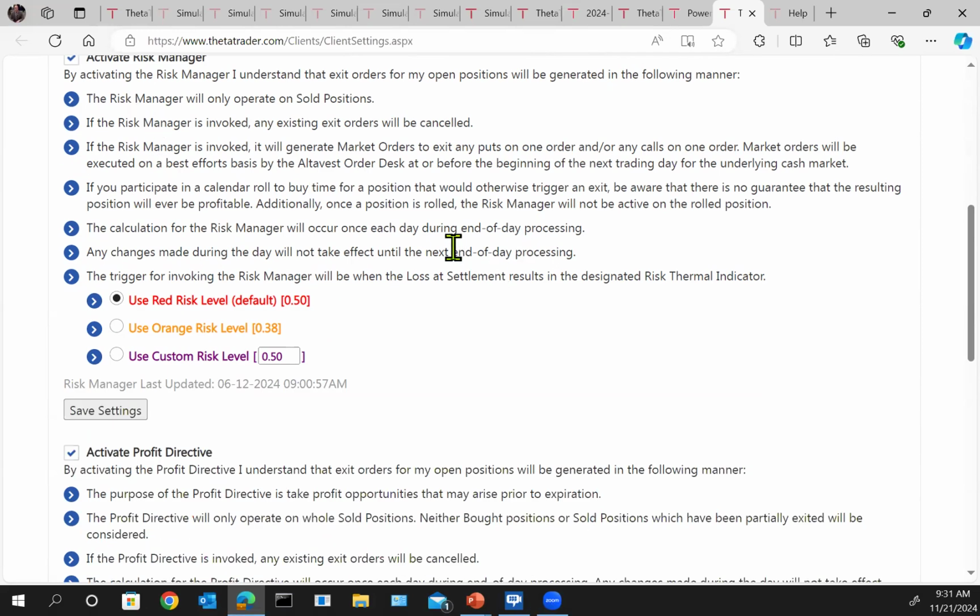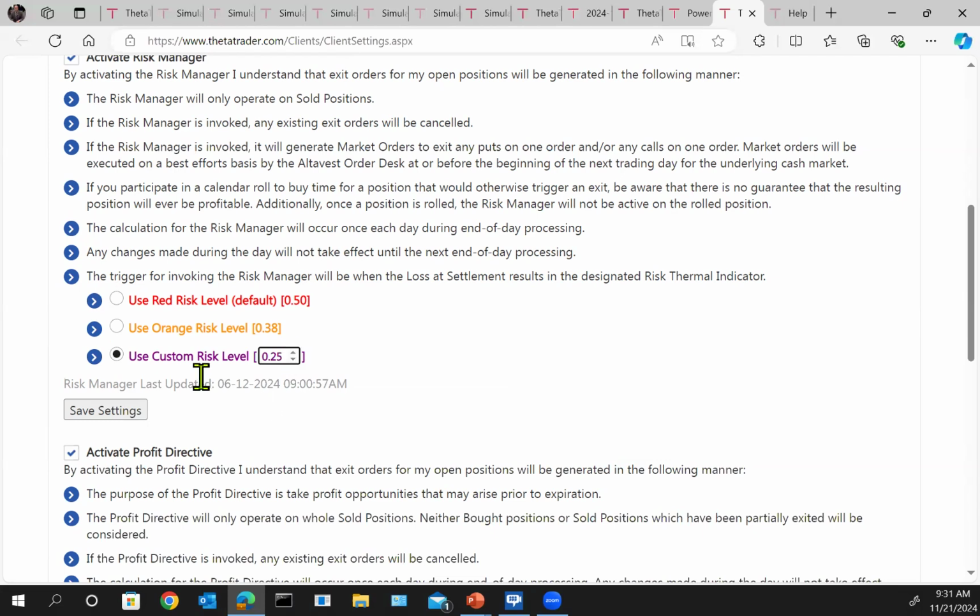So whenever you hit a red RTI, too much risk in the trade, the order will be processed for you. But you can change this too. If you want a different risk level, maybe you want to use an orange RTI or a custom level, you can customize it anywhere from 50 down to 25.